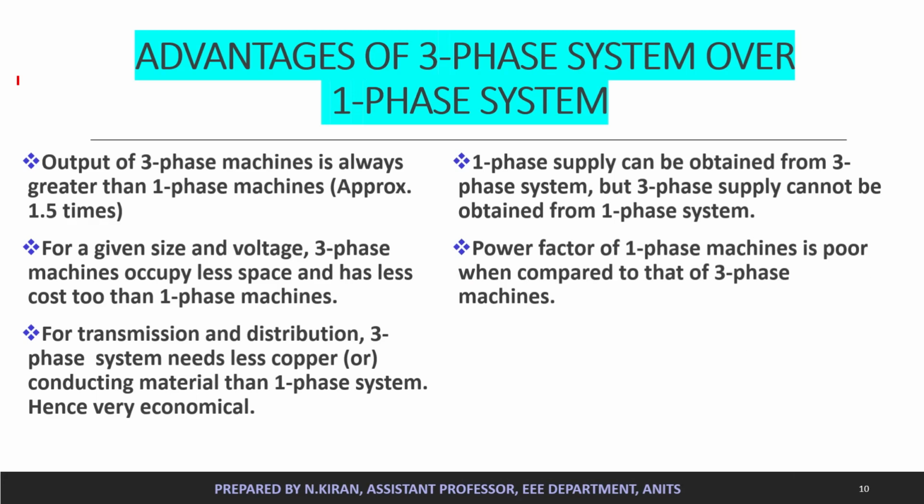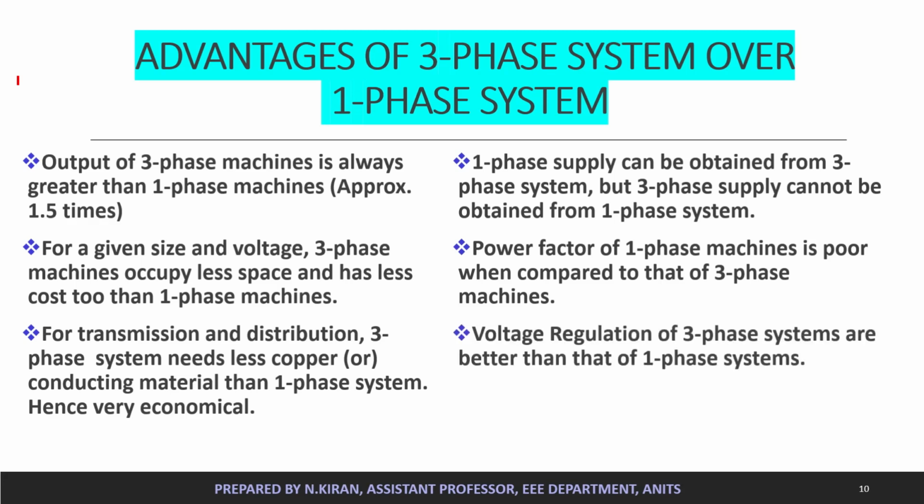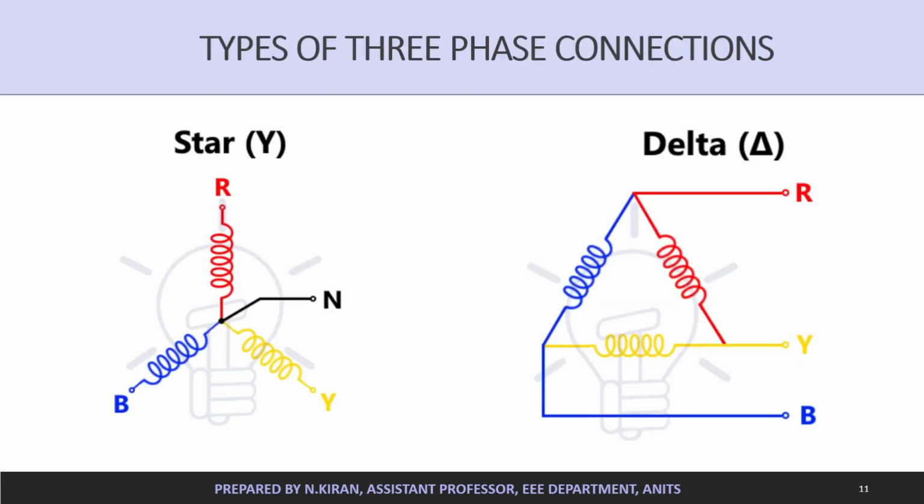The power factor of a single phase system is very poor when compared to that of three phase machines. The voltage regulation of a three phase system is also much better when compared to the voltage regulation of a single phase system. These are a few advantages of a three phase system when compared to a single phase system.